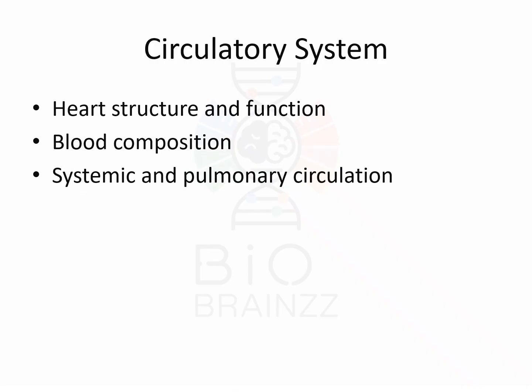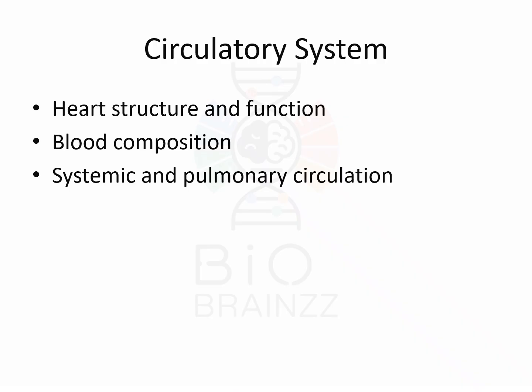The circulatory system transports oxygen, nutrients, hormones, and waste products through the body. The heart acts as a pump, pushing blood through a network of arteries, veins, and capillaries. Blood itself is composed of plasma, red blood cells, white blood cells, and platelets.